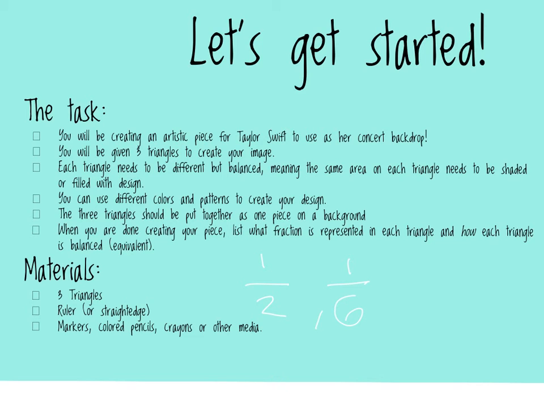So if you choose 1/6, each of your 3 triangles will have 1/6 of the triangles shaded in or filled with patterns or texture, however you want to design your piece. And then your last choice is going to be 3/16. So again, that'll mean that each of your 3 triangles will represent 3/16.